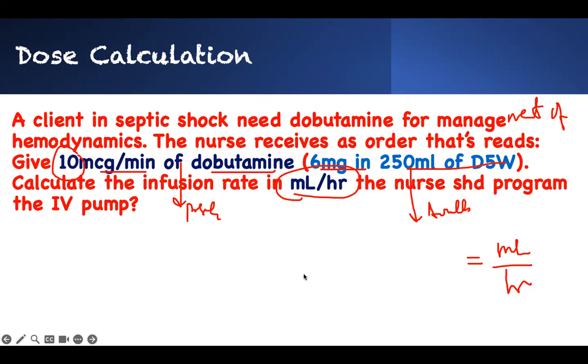I write it here. So what is prescribed? I have 10. Be careful. This is microgram in a minute. My answer choice has to be in what? An hour. So I convert this minute into an hour right away. 60 minutes, an hour. And so I cancel this.